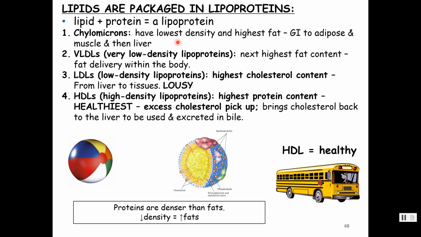And so these fat carriers, so these lipoproteins, are given these names based on their density. If something has a high density, that means it's more protein than fat. If something has a low density, it's more fat than protein. And so we have VLDLs, very low density lipoproteins, LDLs, low density lipoproteins, and HDLs, high density lipoproteins.